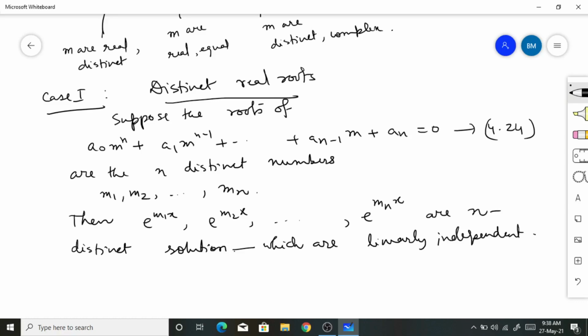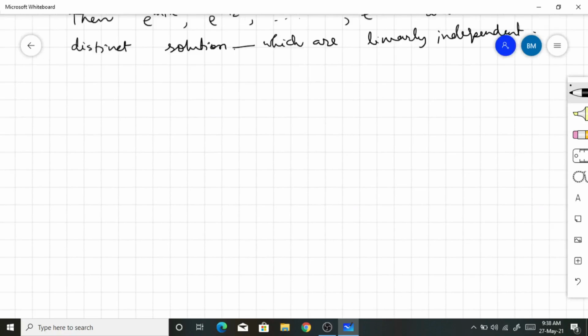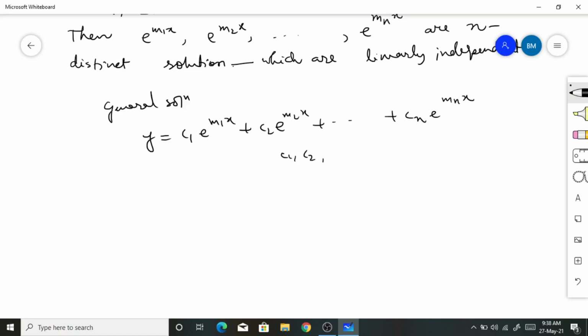So, once you get n linearly independent solutions, you can easily find the general solution. What will be the general solution? The general solution will be y equal to c1 e to the power m1x plus c2 e to the power m2x plus up to cn e to the power mnx, where c1, c2, c3, ..., cn are arbitrary constants.